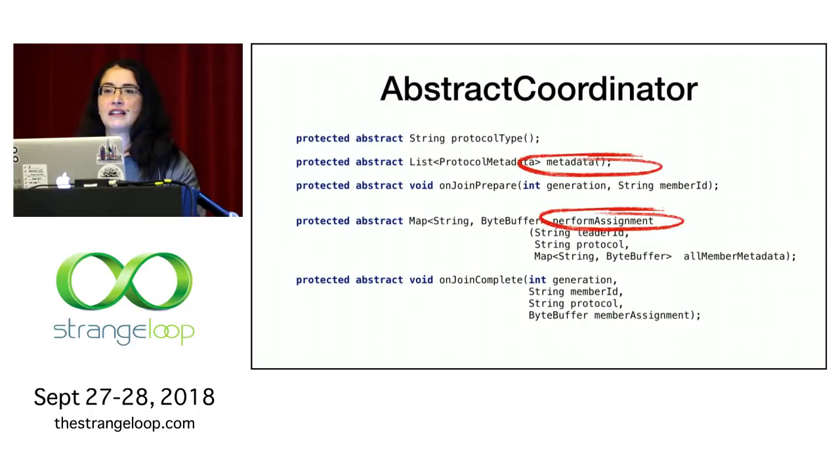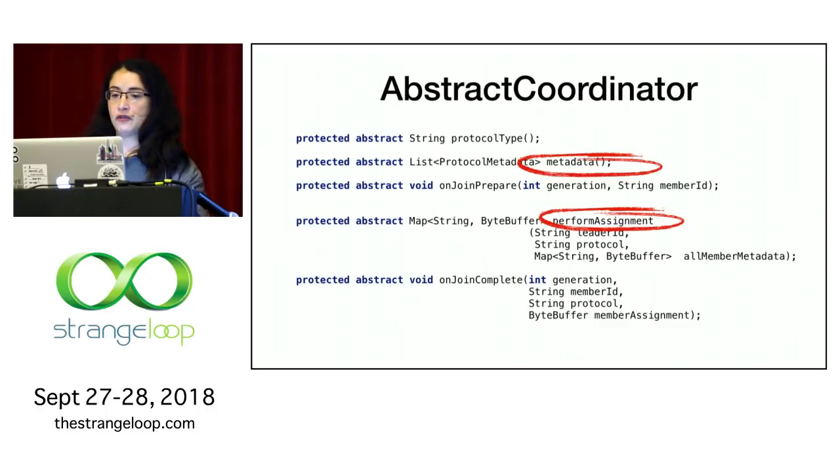So I want to write my own client that participates in this coordination loop. In order to do that, I have to implement an abstract coordinator. The things I have to implement are my protocol type, which has to be unique. I have to define my own metadata. In the case of consumer coordinator, it was the topics and partitions. I may have my own resource to assign. I'll show you a bunch of examples.